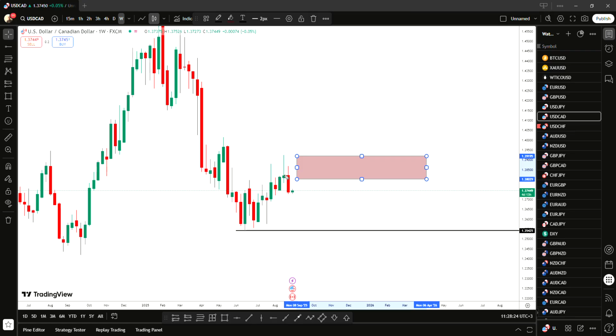That only signifies that we are likely to have more sellers this week than buyers. Guys, you get my point. If you see this huge rejection, let me show you an example here. You see this huge wick rejection to the upside.